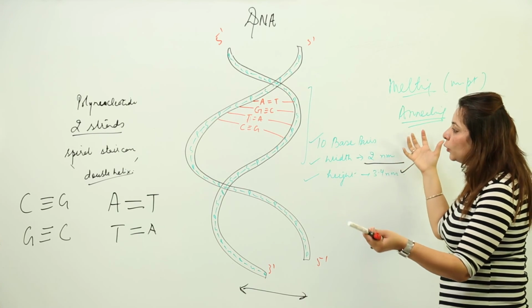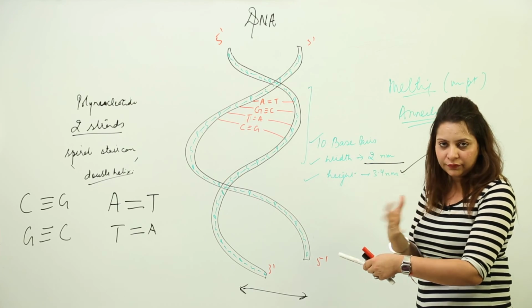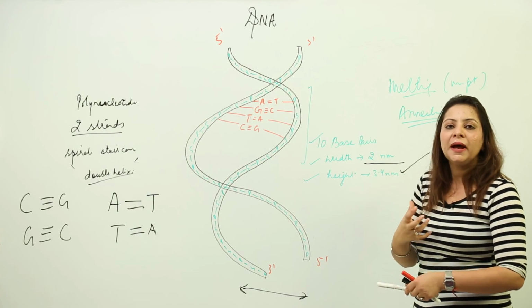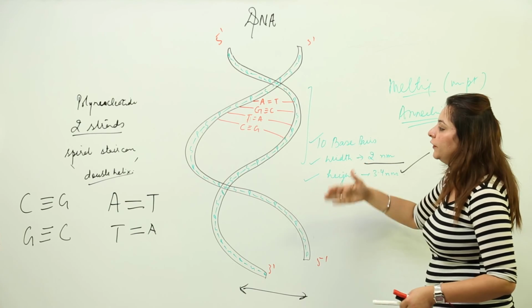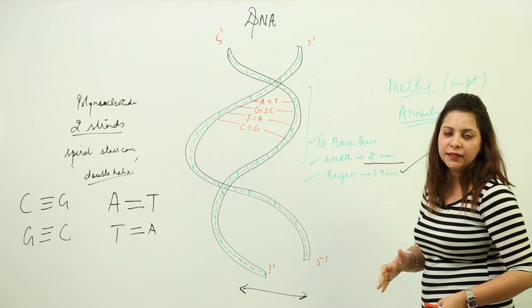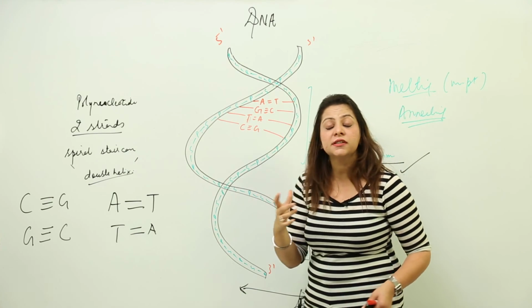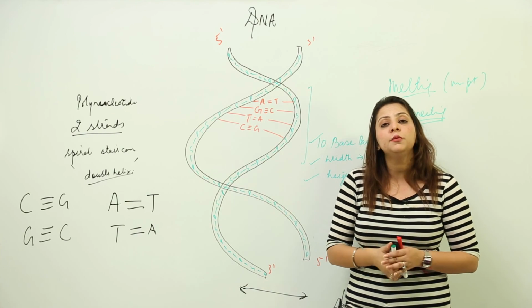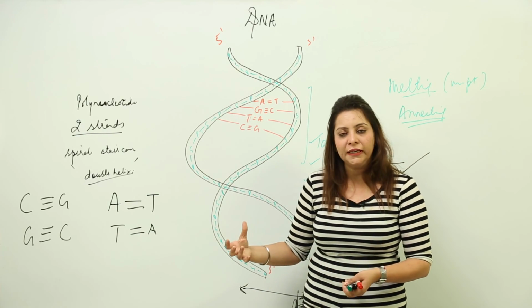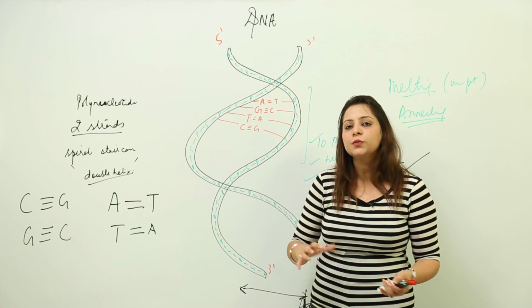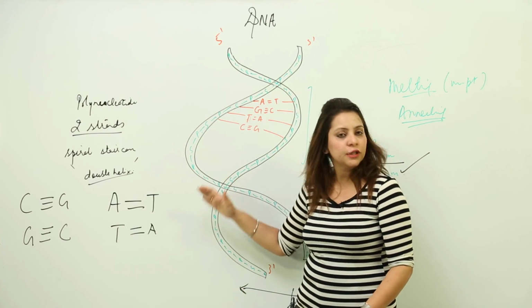Annealing is joining again, making them coil with each other again, and how does it occur? By cooling. There is a specific temperature at which melting and annealing take place. We will see that melting and annealing play an important role in the biosynthesis of proteins and transfer of hereditary characters. We will discuss that. So this was the Watson-Crick model.